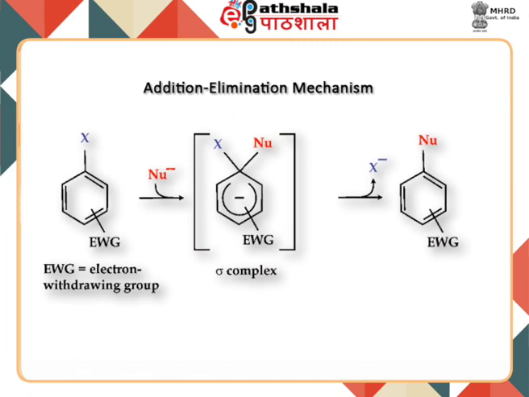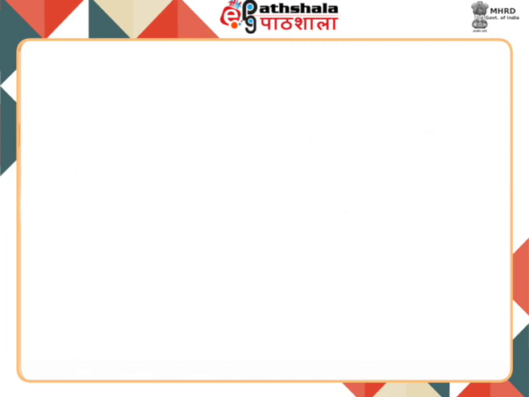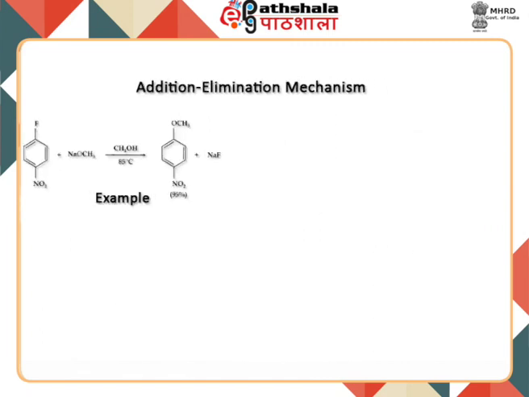This allows addition of the nucleophile to the aromatic ring without displacing any substituent. Net substitution occurs in the second step by elimination of the leaving group. An example of a reaction undergoing the addition-elimination mechanism is the reaction of para-nitrofluorobenzene with sodium methoxide. It is a two-step mechanism.